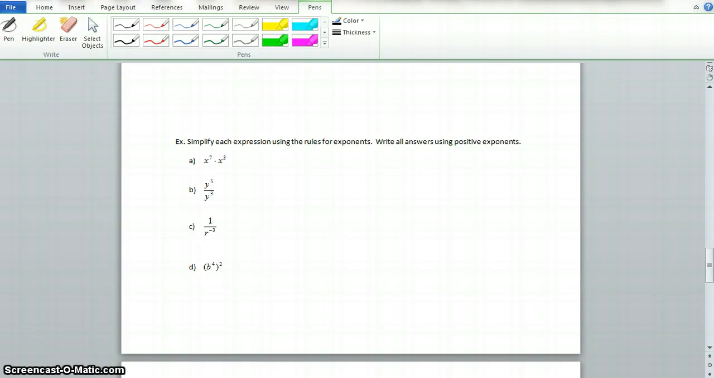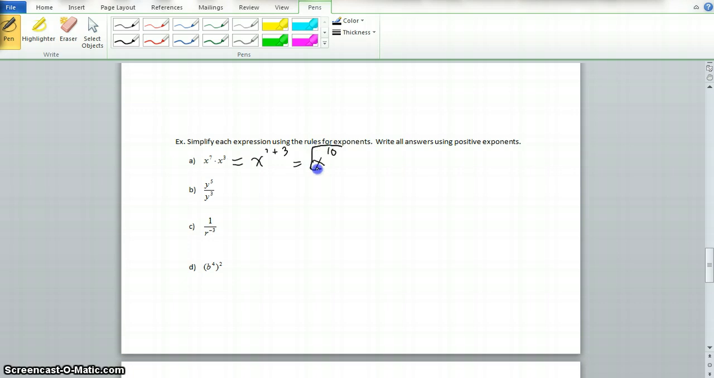Okay, in this example, we want to use our rules for exponents to simplify these expressions and make sure we write all our answers with positive exponents. So for part A, that rule when you're multiplying two things together with like bases, you want to add the exponents. So we'll have x to the 7 plus 3, which is x to the 10.